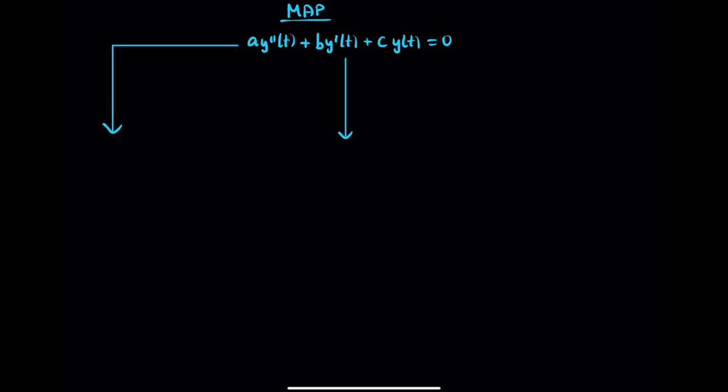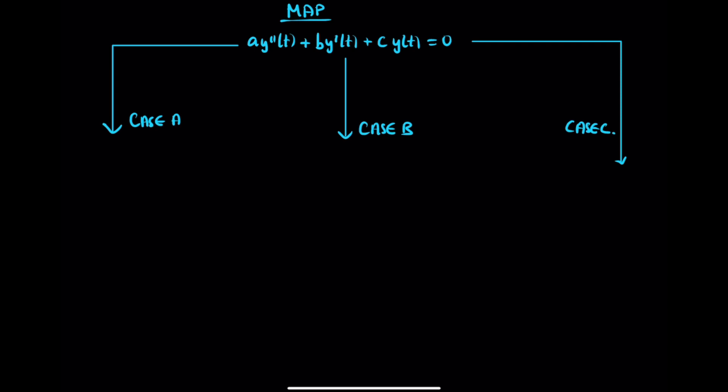Okay? So this is going to be the map. And so we're looking at constant coefficient second order linear ordinary differential equations, and this is what we get, right? And now we're going to have three different cases. All right, so we're going to have case A, case B, and case C.